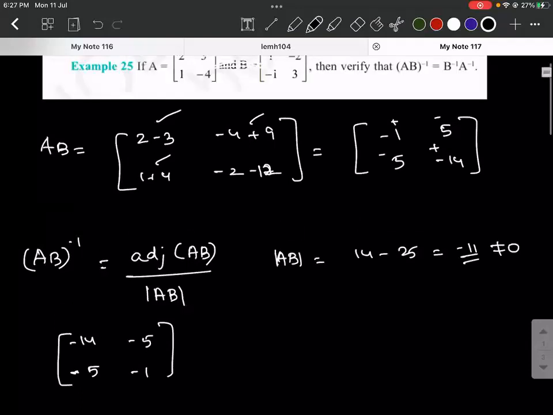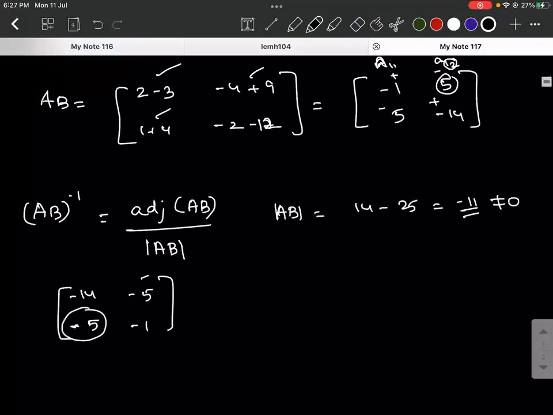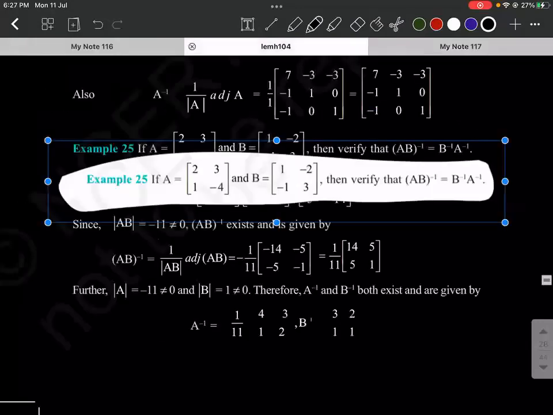See, this is A11. This is A12. So 1 plus 2 is 3. So minus 1 power 3 is minus, so minus 5. Similarly for 3, 2, 1, this will be minus 5. And this will be minus 1. Check it. Minus 14, minus 5, minus 5, minus 1. Yes, sir.